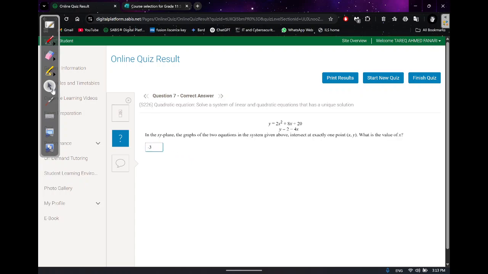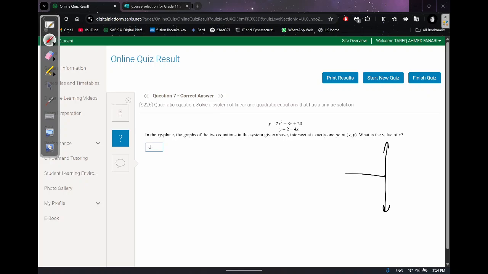In the xy plane, the graphs of two equations in the system above intersect at exactly one point, x comma y. What is the value of x? This is interesting, right? Because this year, something like this question came in the IGCSE paper 2 for math. And from what I heard, not in our school, but in other schools, a lot of people got this wrong, because their teachers never explained it properly.